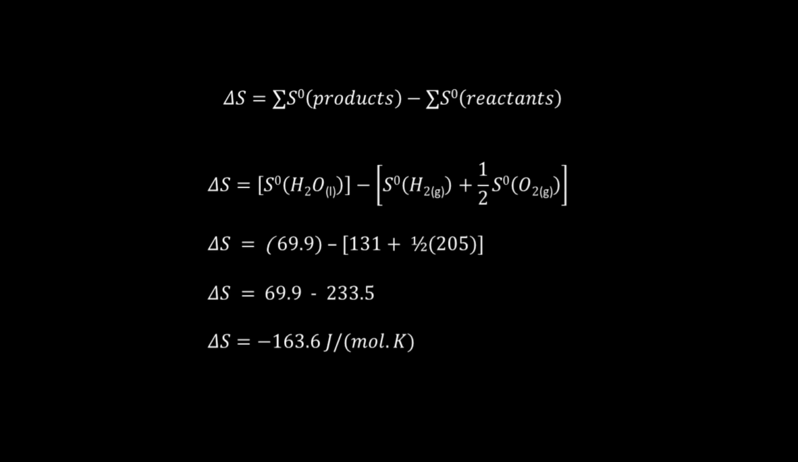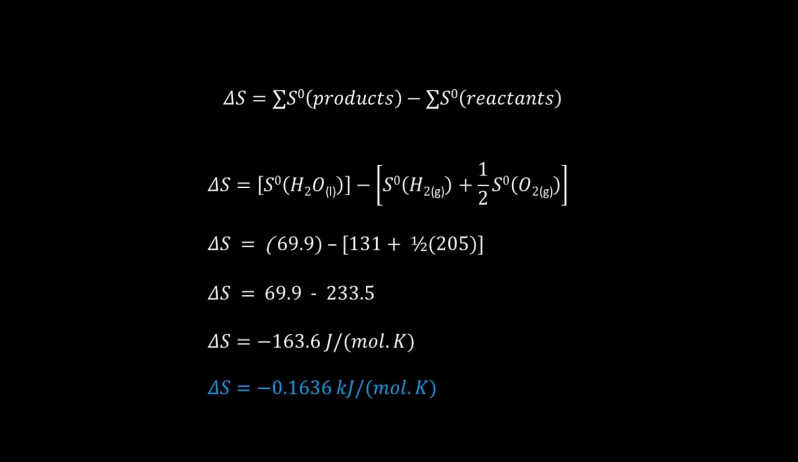This means the enthalpy of the reaction is equal to the enthalpy change of the liquid water. So what about delta S for the reaction? Delta S for the reaction is equal to delta S of products minus delta S of reactants. So delta S for the reaction can be given like this. For 1 mole, delta S for the reaction is minus 163.6 joule per kelvin per mole, or minus 0.1636 kilojoule per kelvin per mole.